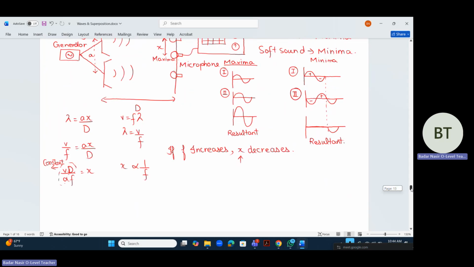Okay, I hope everybody has noted everything down as well. So stationary or standing waves. Okay, first we need to know the definition. What is the definition of a stationary wave? When two progressive waves of equal amplitude, wavelength and frequency travel in the opposite direction, what happens? The net transfer of energy becomes zero.